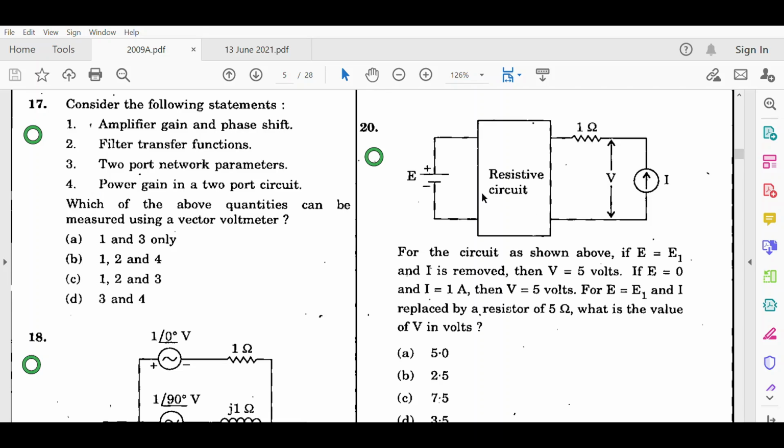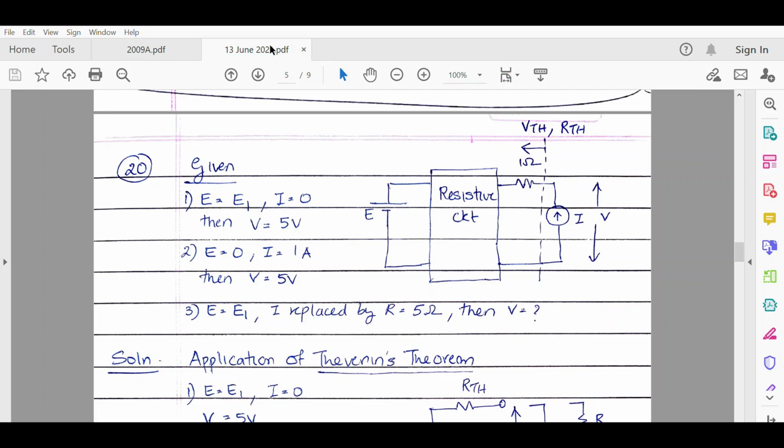Let us now analyze the circuit. Now this is the circuit that has been given. It has been redrawn over here. Now we'll just see the three cases. For E equal to E1, I equal to 0, then V is equal to 5 volts, V is marked over here. For E equal to 0, I equal to 1 ampere, then V is again equal to 5 volts. If E is equal to E1, I replaced by a resistance of 5 ohm, then what is the voltage?